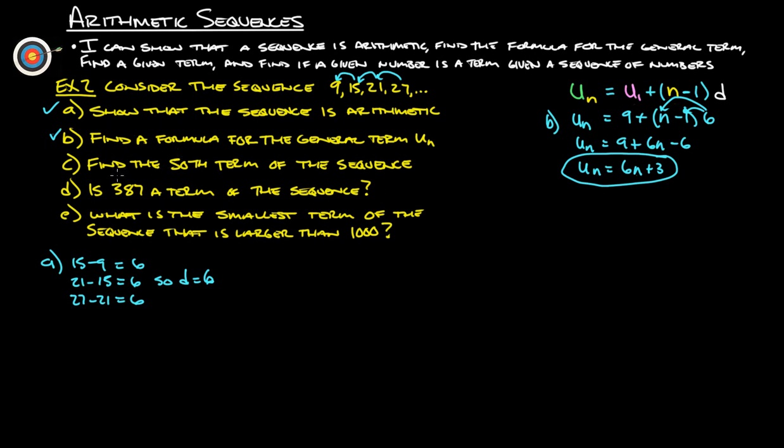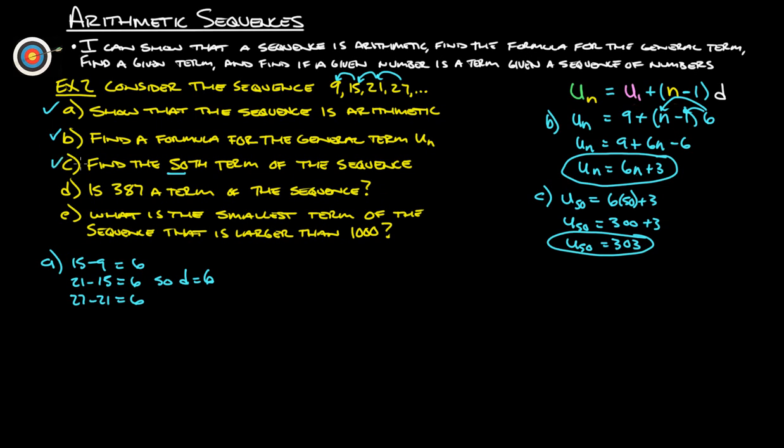For part C, find the 50th term of the sequence. Now that we have this formula, we can find any term number that we want. Officially we would write U sub 50, since n is the term number in the sequence. The 50th term equals 6 times 50, plus 3. So the 50th term is 300 plus 3, which is 303.